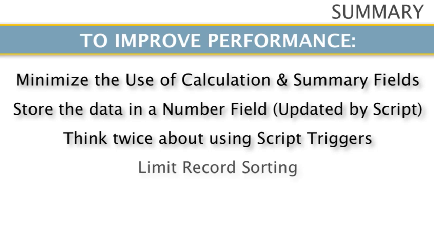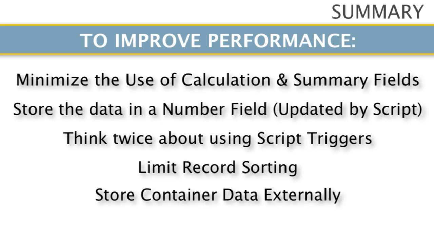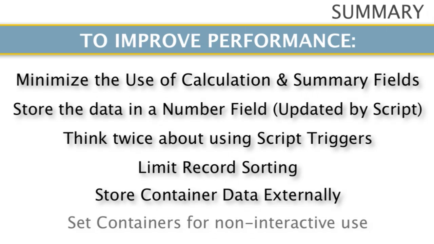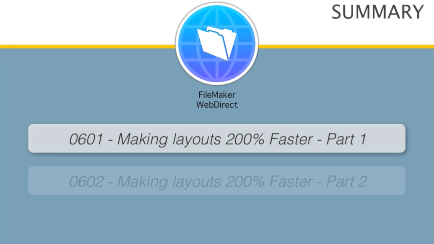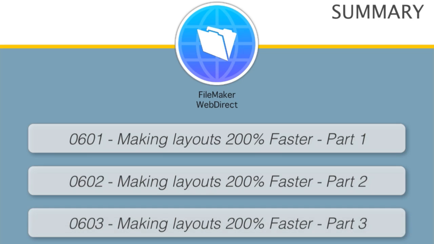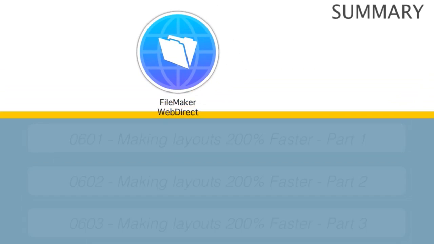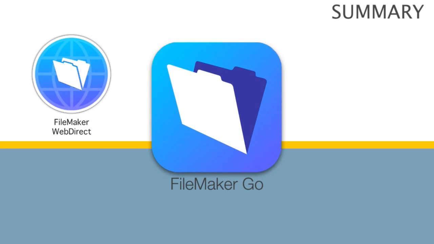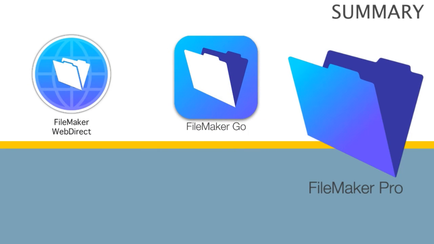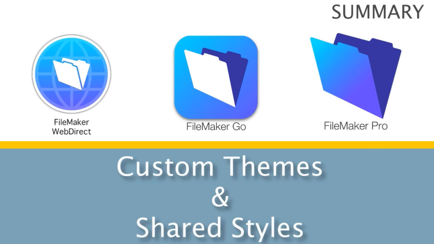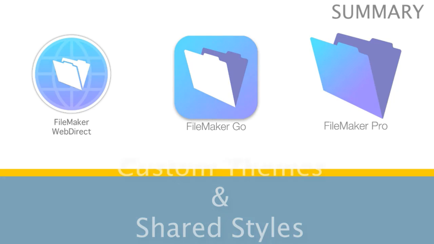Remember to limit the sorting of the records. Remember, when dealing with container data, have the data stored externally or activate external storage of that container. Make sure the container is set for non-interactive use. Additionally, consult our video on optimizing your solution for WebDirect because that contains critical tips that will help your solution run much faster, not only with WebDirect, but also with FileMaker Go as a client and also with FileMaker Pro as a client. And this is basically the optimization using custom themes and shared styles. And that's a whole separate video just on that topic.